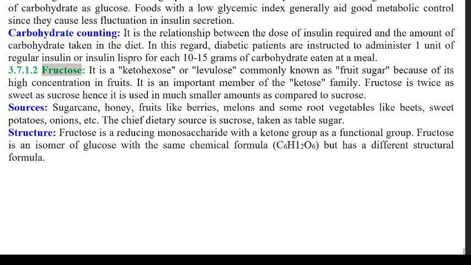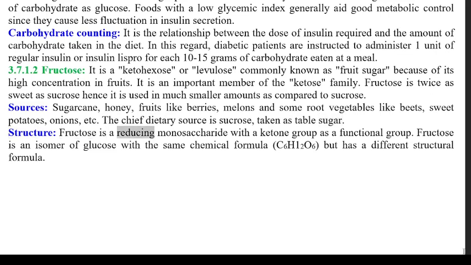3.7.1.2 Fructose. It is a ketohexose or levulose commonly known as fruit sugar because of its high concentration in fruits. It is an important member of the ketose family. Fructose is twice as sweet as sucrose, hence it is used in much smaller amounts as compared to sucrose. Sources: sugarcane, honey, fruits like berries, melons, and some root vegetables like beets, sweet potatoes, onions, etc. The chief dietary source is sucrose, taken as table sugar.